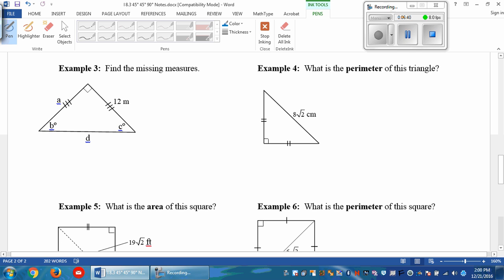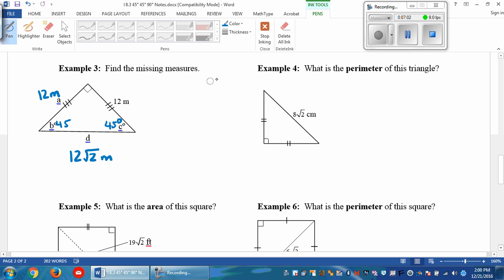Question 3, find the missing side lengths. Once again, you notice that this is an isosceles because it was a congruent right triangle. So B is 45, C is 45, A matches with the 12 over there, and if these sides are 12, you know this is 12 root 2 meters.